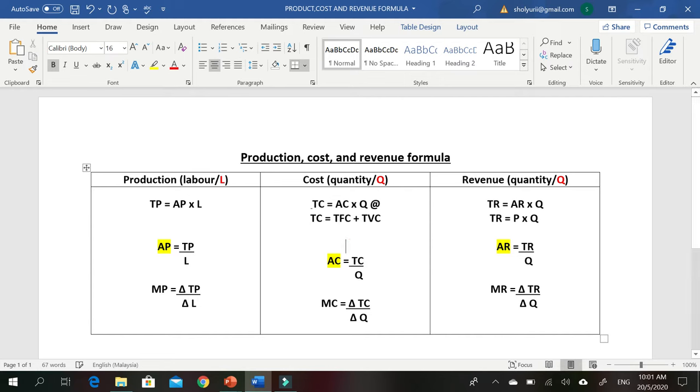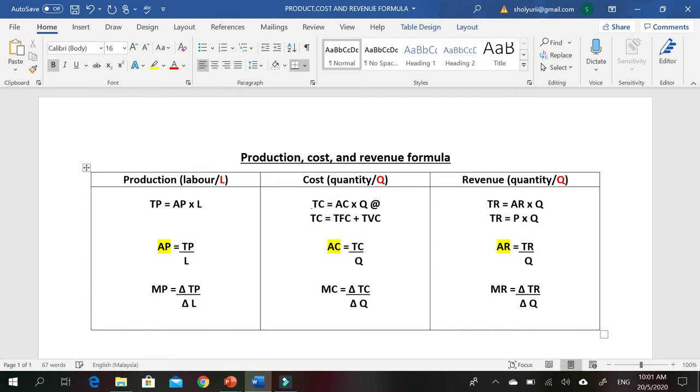Ada dua formula, isn't it? So, whichever formula yang kita akan guna depends on the question. Maklumat apa yang ada dalam question tersebut. So, same goes here. Tak perlu kata, I'm so confused by that. Why do each of them have two formulas? Tak perlu confused pun, because it came from this one.